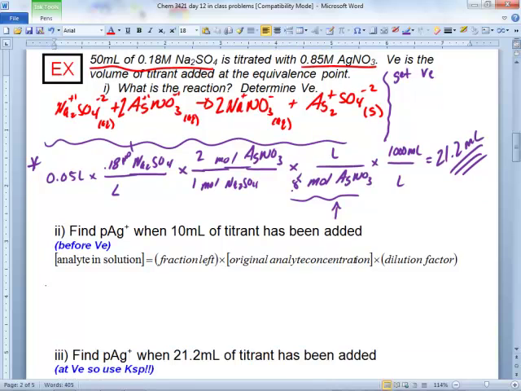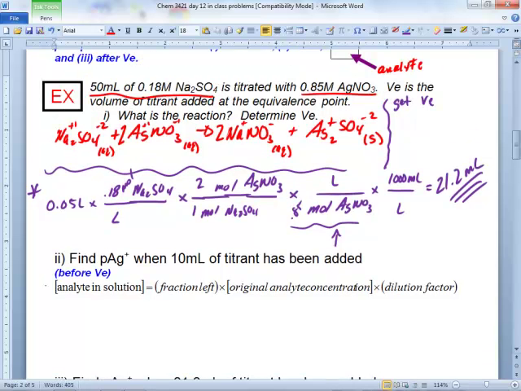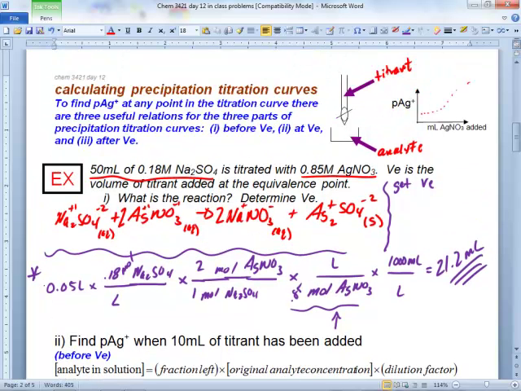So our first objective is to find pAg+, the negative log of the silver concentration. Where? Where's this little probe at? Must be some little probe that's measuring silver concentration. Yeah, it's in that beaker where the analyte is, right? Because it wouldn't make any sense to have it in the burette because you know what that answer is. That's 0.85 molar. There's no precipitate there.